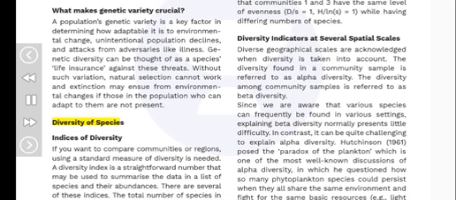Diversity of species. Indices of diversity. If you want to compare communities or regions, using a standard measure of diversity is needed. A diversity index is a straightforward number that may be used to summarize the data in a list of species and their abundances.